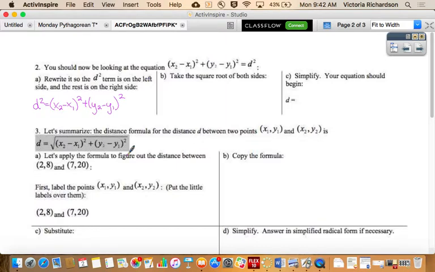So all I did was switch the sides. The d squared, it was on the right-hand side of the equal sign, now it's on the left. And everything else was on the left-hand side of the equal sign, and I moved it to the right. Now it says take the square root of both sides. All right? So I'm going to do the square root of d squared, and I'm going to take the square root of x2 minus x1 squared plus y2 minus y1 squared.